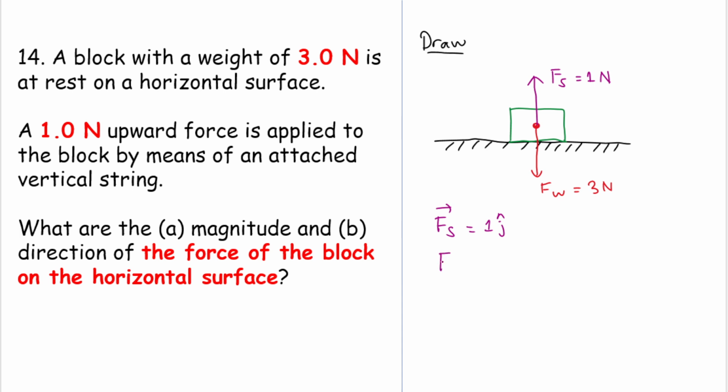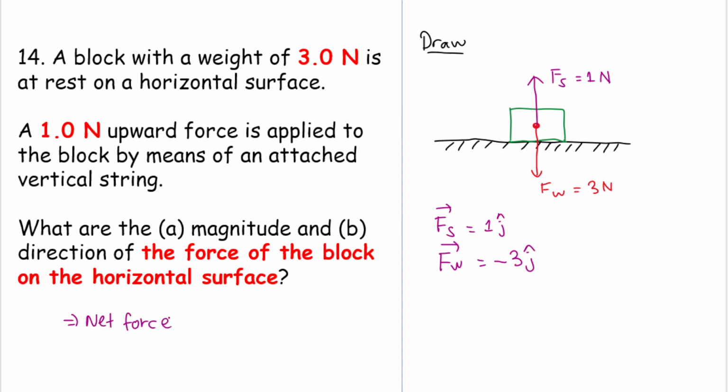But then we will have Fw. That will be in the downward direction, and so we will have minus 3j. Okay. And then the force of the block on the horizontal surface is just the net force, right? So this one will be the net force.